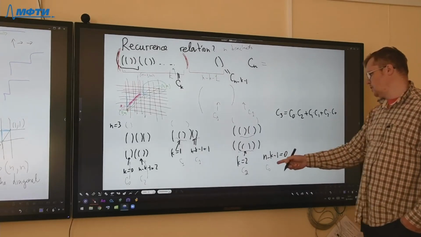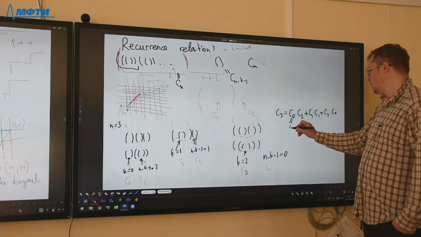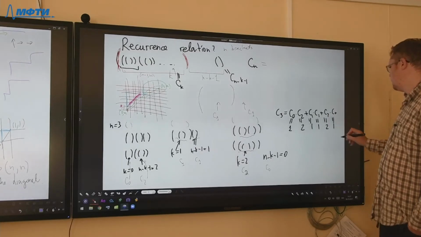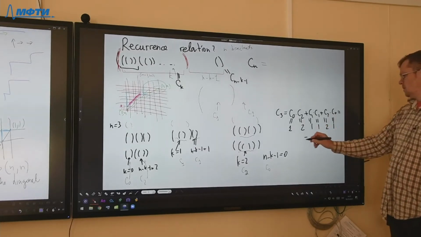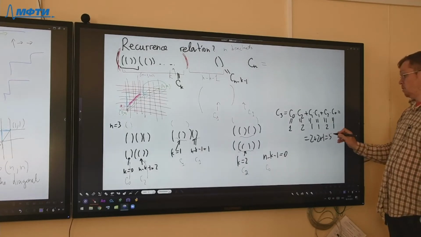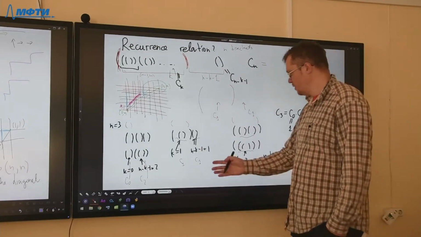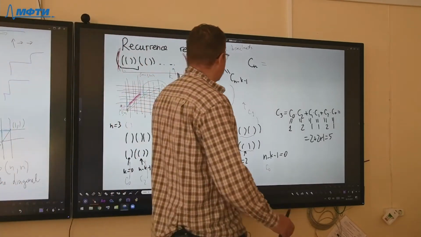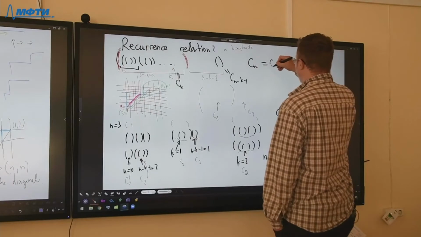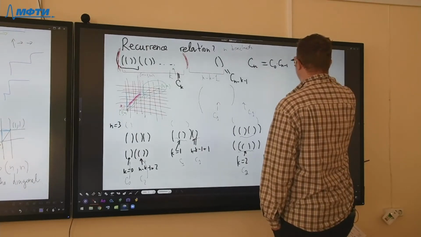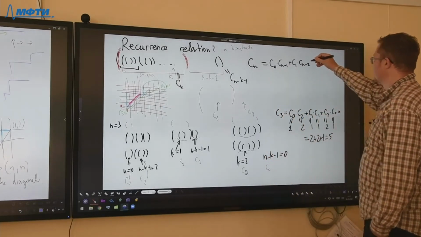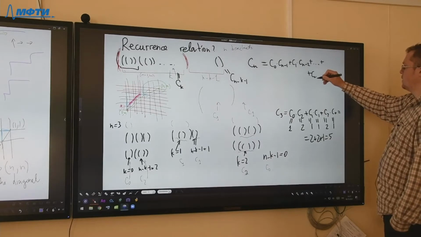And so if you put C0 equal to 1, then we can calculate, and this will be 2 plus 2 plus 1, exactly 5, which is correct because C3 is equal to 5. So we can just check that our calculation is correct. And so for Cn, I will have C0 times Cn minus 1 plus C1 times Cn minus 2 plus etc. plus Cn minus 1 times C0.